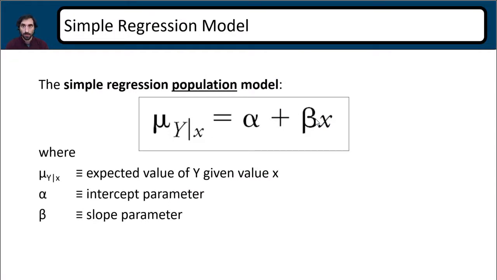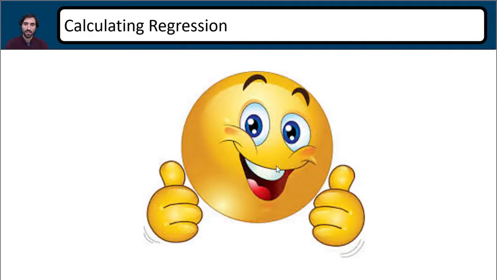Generally, we're only going to be focusing on regressions within this class on samples. We're not going to look at the population. However, this is the equation for a population, a simple regression population model. All right, let's go.